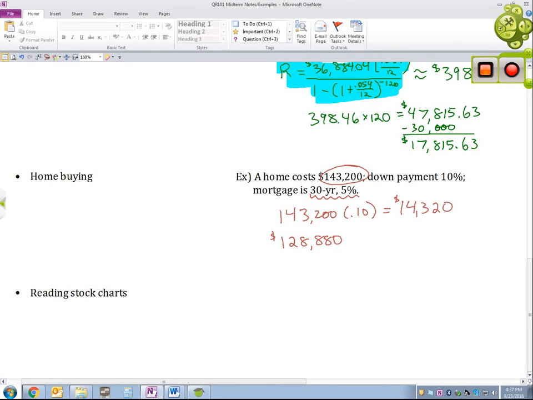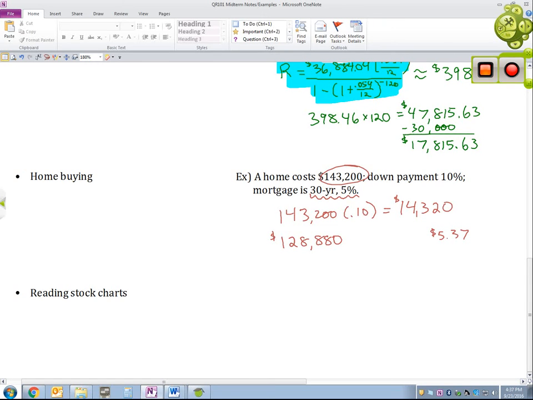Okay, and this is in the book. If you need to look at it, it's in section 8.5. Down to 5%, and I'm going to go across until I hit the 30 years, and those intersect at 5.37. So from the table, I get $5.37. This is the cost per month per $1,000 of mortgage.